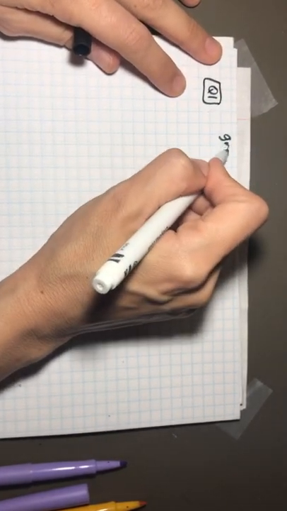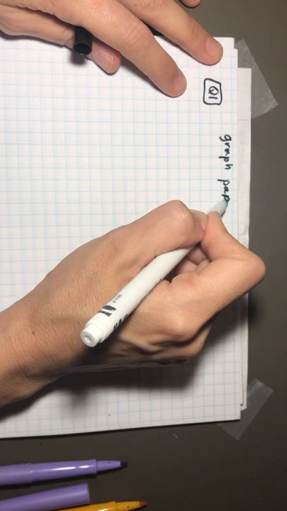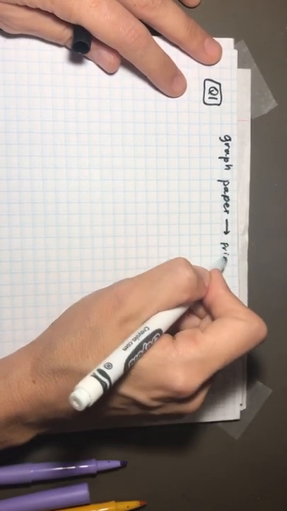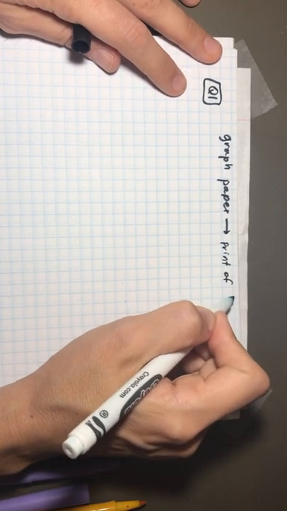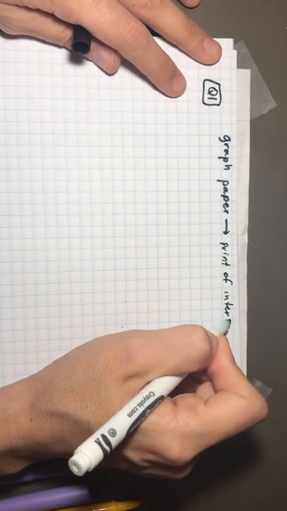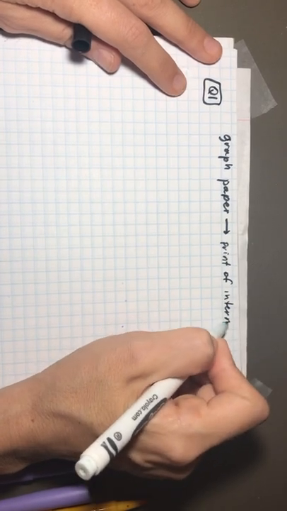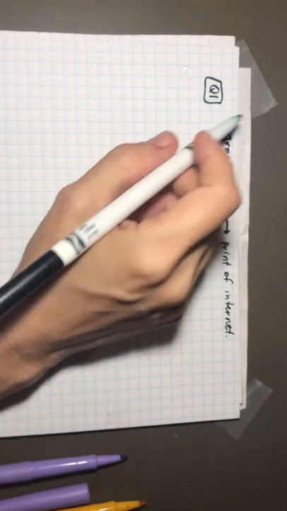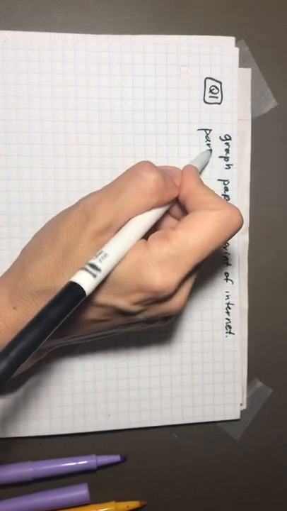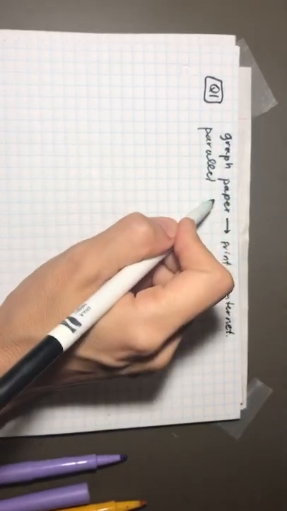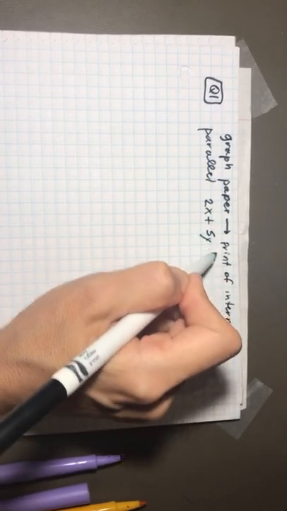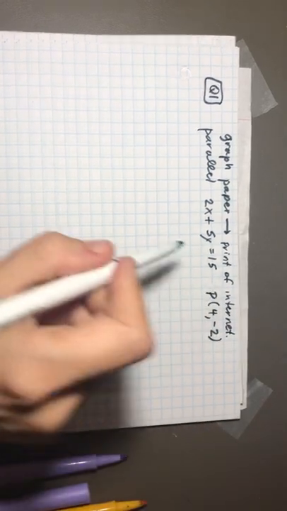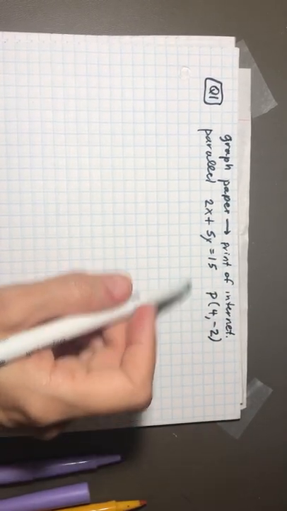Now I'm using graph paper, and if you don't have graph paper, that's totally okay, but it is very useful. And if you don't have any, you can print some off of the internet. Is an idea, but again, it's not a must. So the question is parallel, and the question says this is the equation we need to start with, and it gives us a point. Okay, very similar to some class problems.